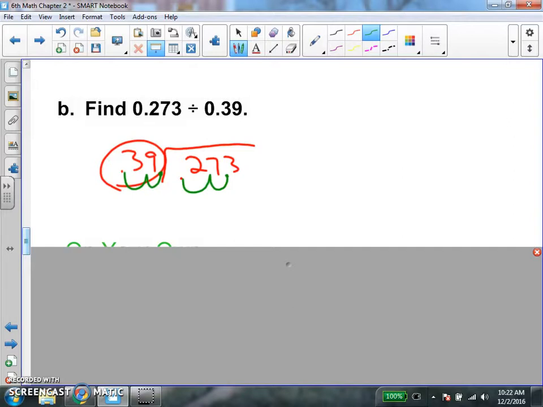Right? Now, that makes this problem 27.3 divided by 39. Hopefully you can see here that my number is going to be less than 1, because 39 is too big to go into 27, so my number is going to be less than 1. Ask myself, can 39 go into 27? No, it cannot. Remember to bring your decimal point straight up.